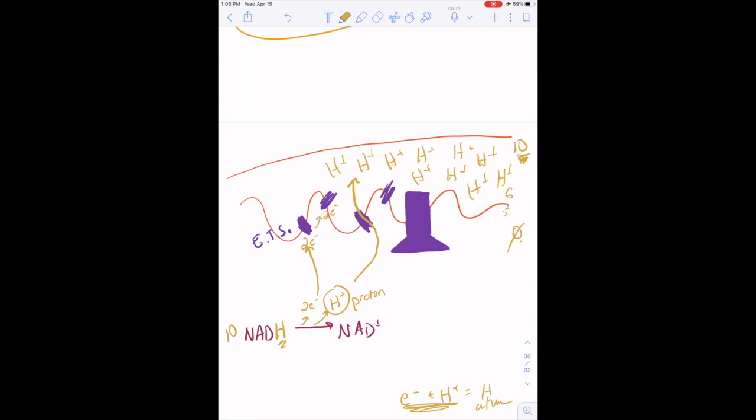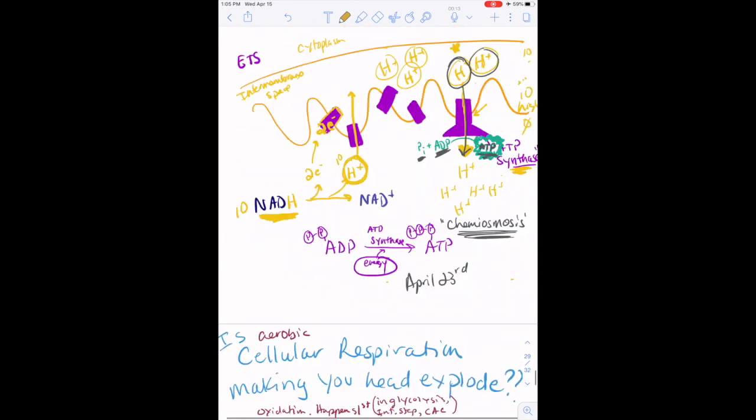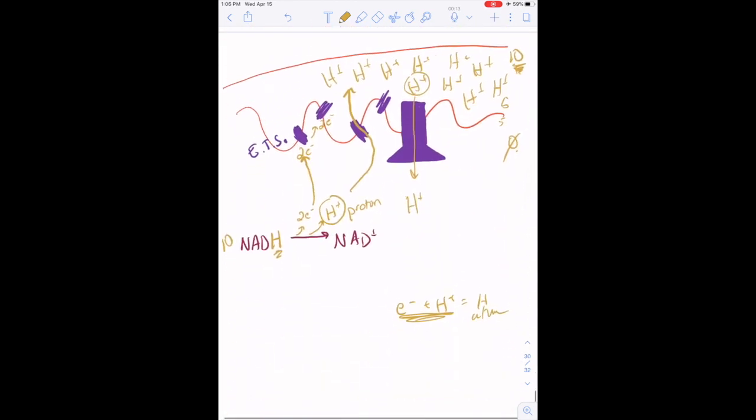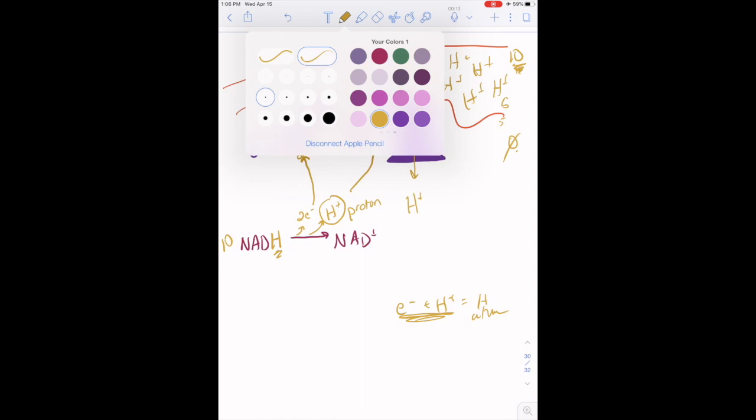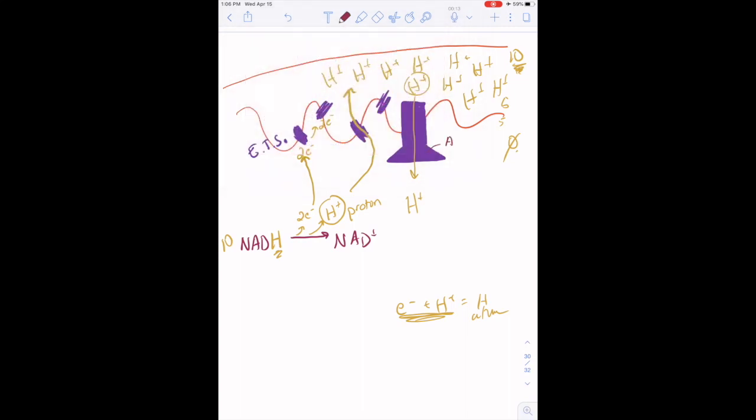So 5 of these got to move through, but they don't diffuse back through just anywhere. They diffuse back through this one protein that looks like a pilgrim hat that is called ATP synthase.